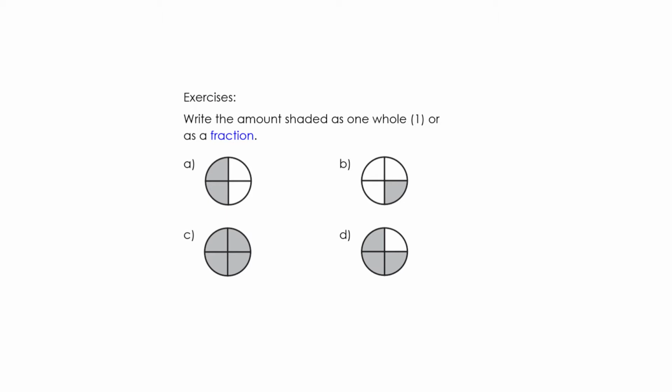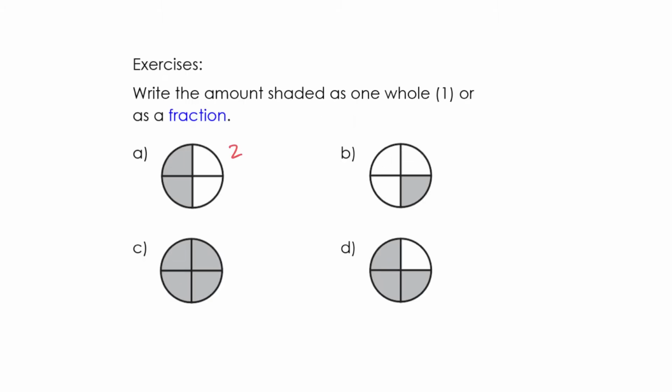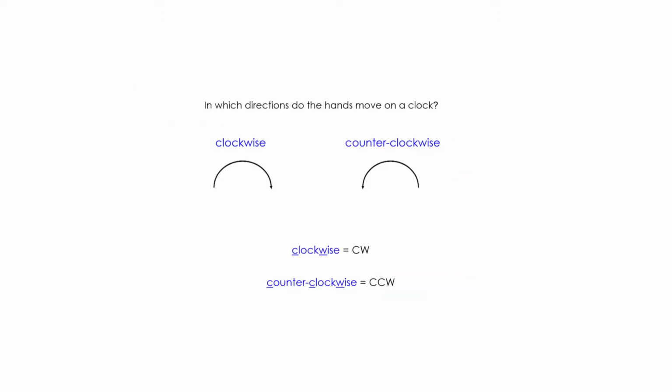Write the amount shaded as a whole or a fraction. So this one here is 2/4, or we say 1/2. This one's 1/4. This is 1 whole because it's 4/4. And this is 3/4.